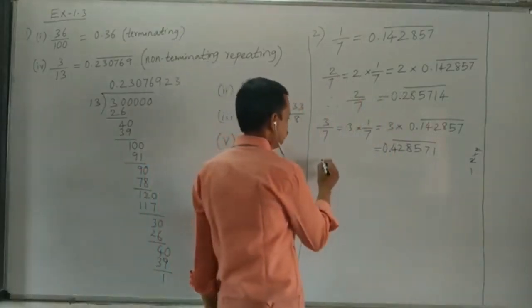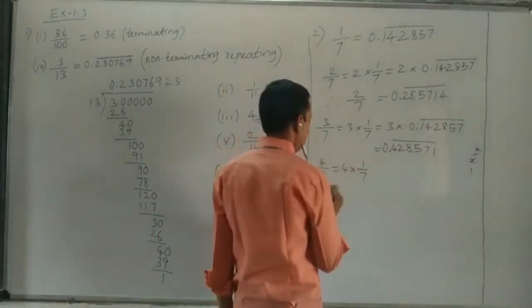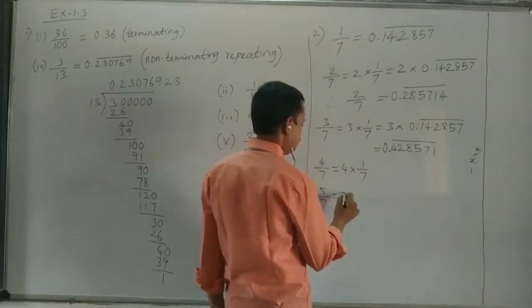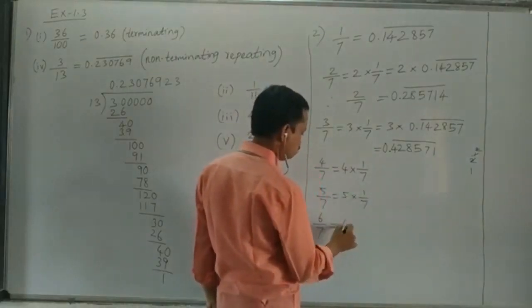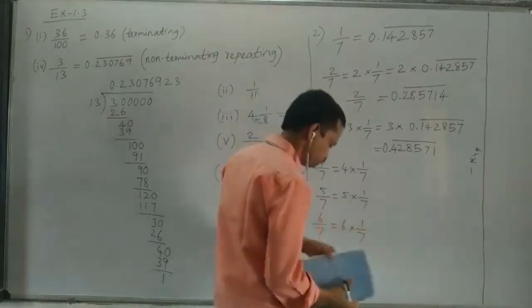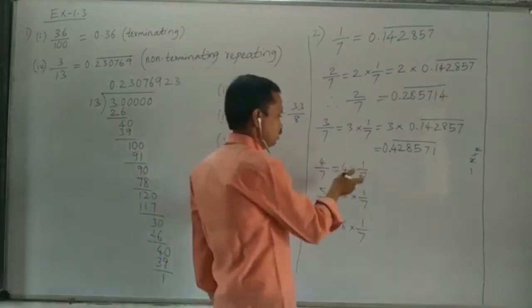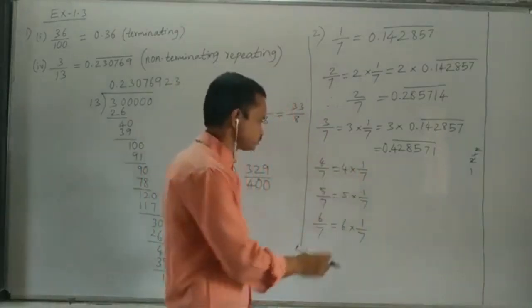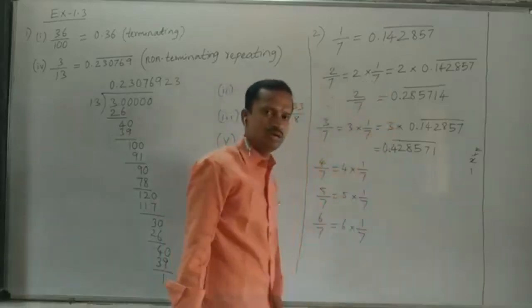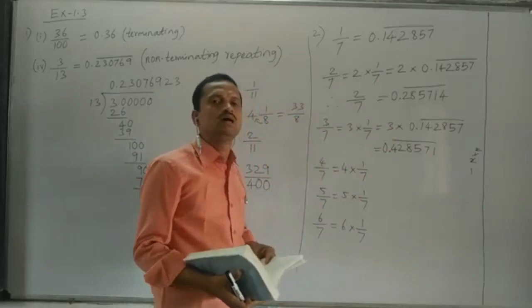Likewise, for 4 by 7, you can write this as 4 into 1 by 7. And 5 by 7, you can write as 5 into 1 by 7. And 6 by 7, you can write as 6 into 1 by 7. So they are asking for all these values, and easily you can multiply the numerator with 1 by 7 and get them like this. Okay. And now we move to question number 3.